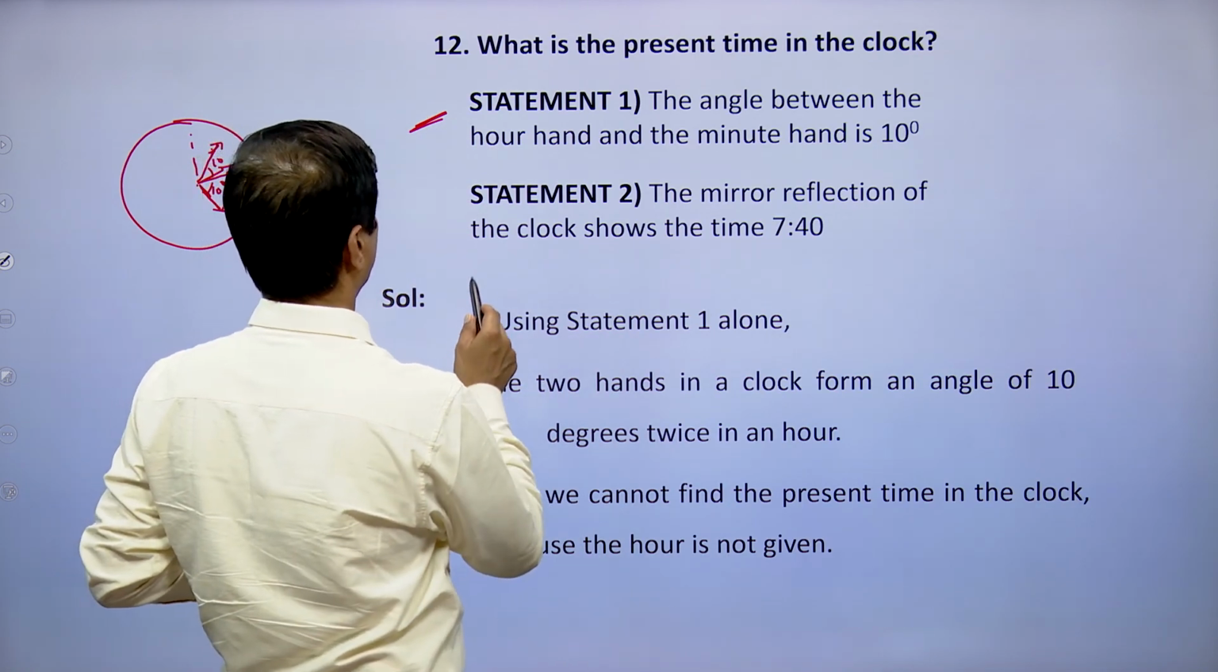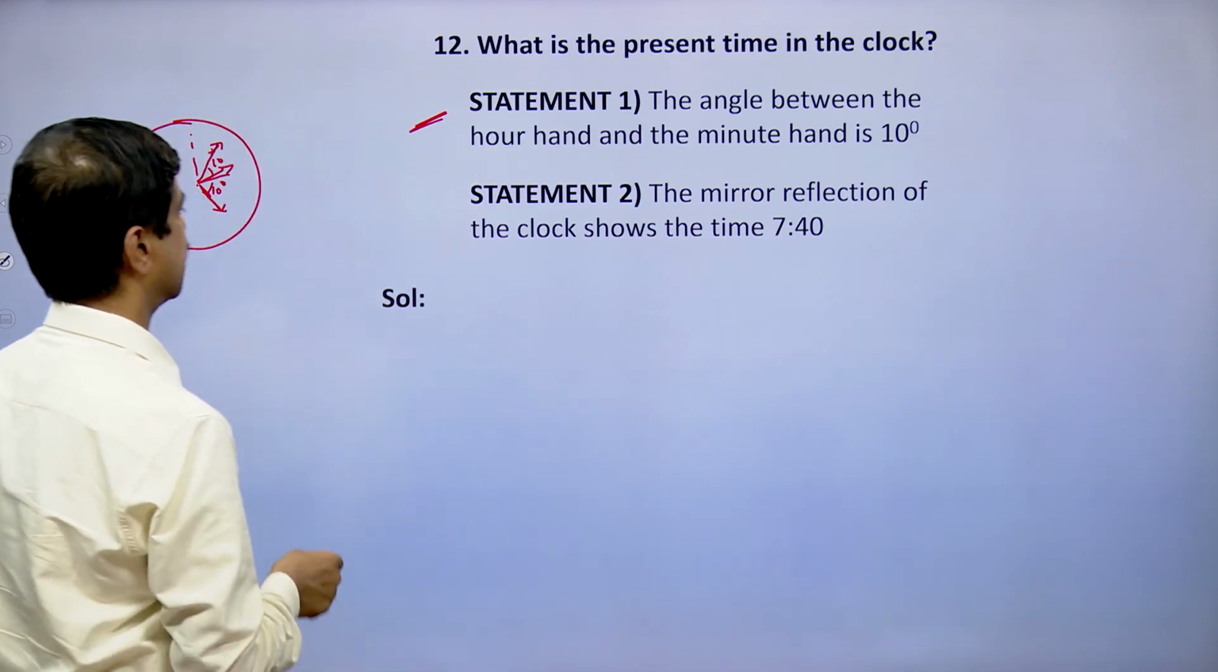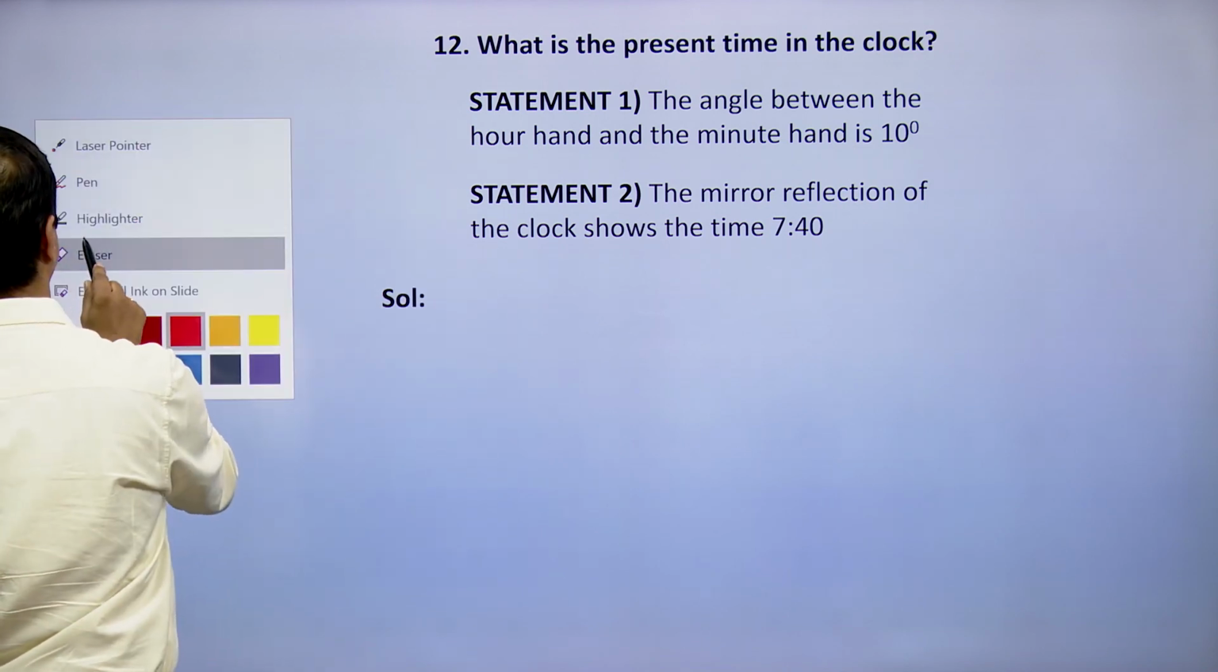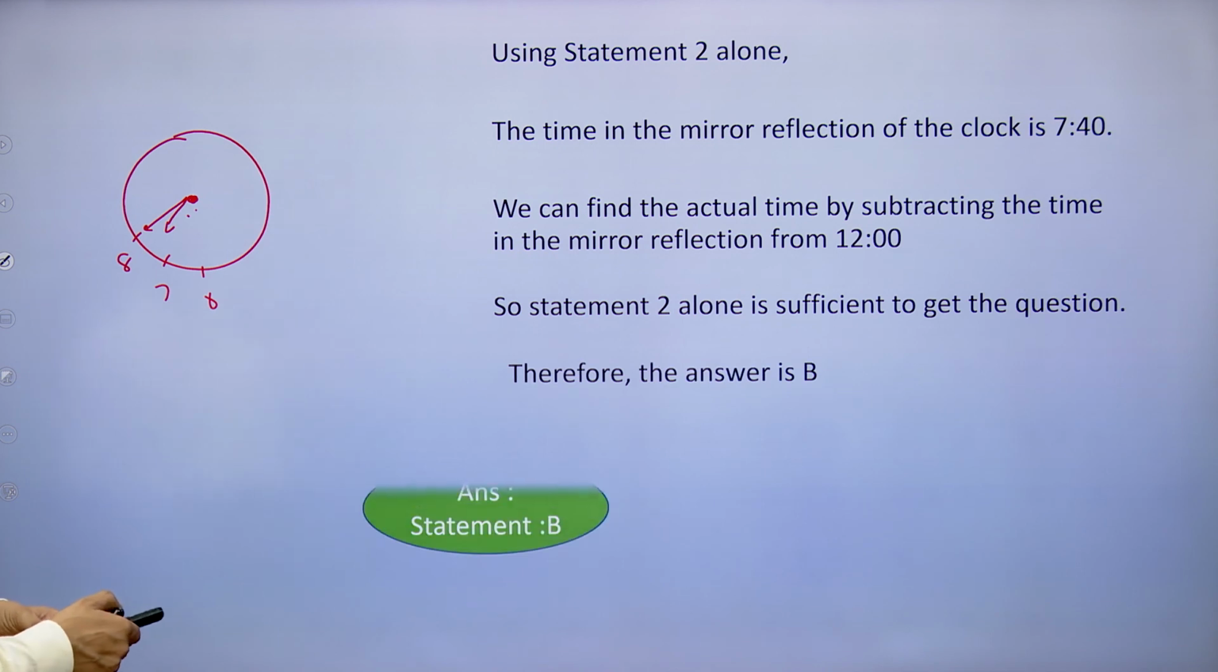What is B actually here? B: statement 2 alone is sufficient, but statement 1 alone is not sufficient. This is the answer for this question. Please note it fast. Please note it quickly. We will go to the next page. Okay, let us go to the second page. So please note it fast, quick.